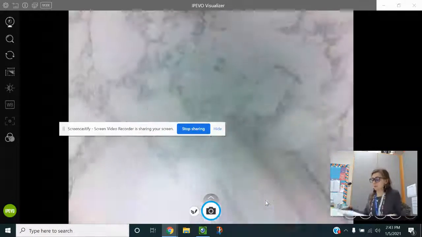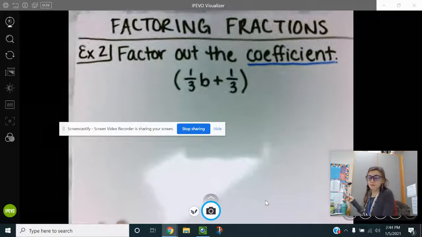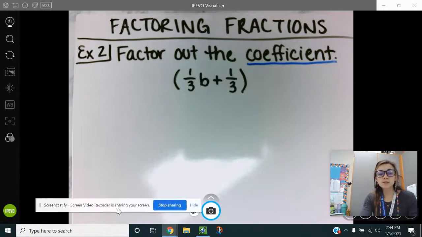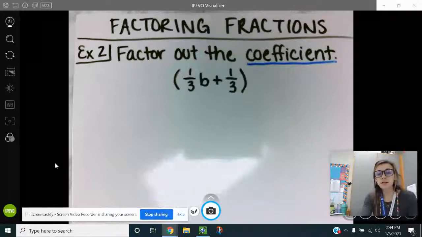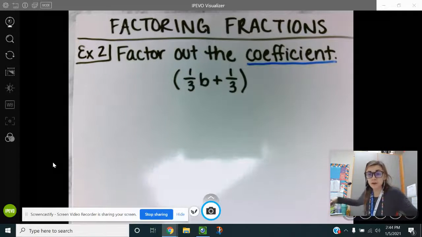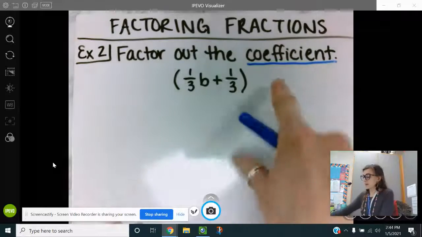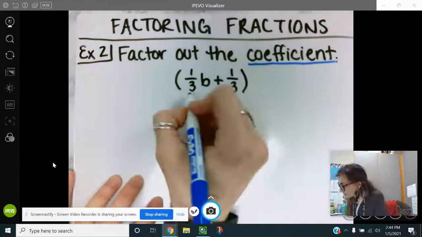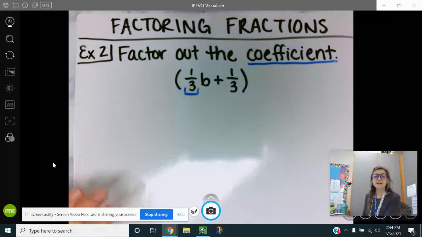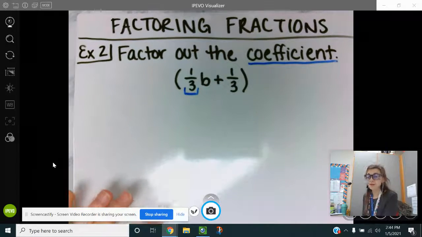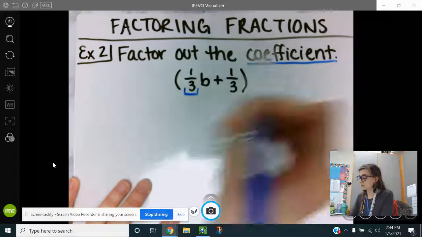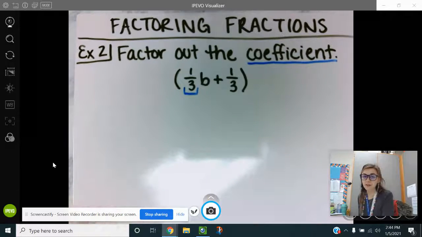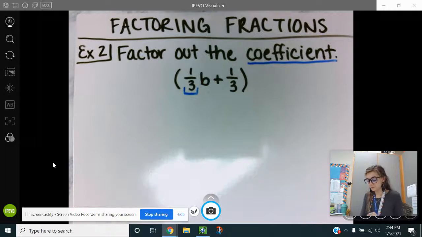Okay? Good. So we are going to continue factoring fractions. This time, I wanted to do this because you might see a question, and instead of asking you to factor out the GCF, it's going to ask you to factor out the coefficient. So remember what the coefficient is? It's the number that's attached to the variable. So if you say factor out the coefficient, you need to look where the variable is. So that means we're going to be factoring out 1/3.